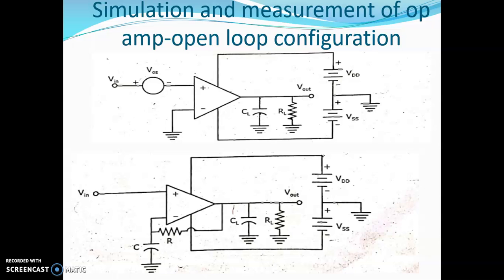So here you can see the circuit. In this, the VOS is an external voltage. This value is adjusted to keep the DC value of the output between the power supply limits. So we will be using the external voltage VOS in order to adjust the DC voltage of the output to be within the power supply limits.